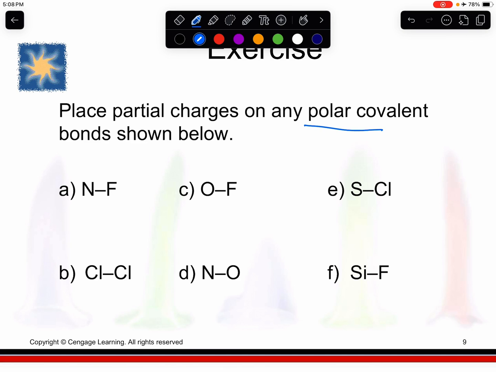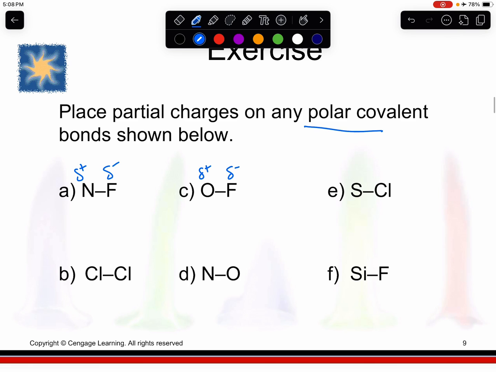So what we're going to do is the one that has the higher value gets the partial negative sign, and the one that has the lower value gets the partial positive. Meaning fluorine is going to have the shared electrons closer to it than the nitrogen would, because it has a tighter pull. So let's continue doing these. No matter what, fluorine is going to have the negative, so that's an easy one.